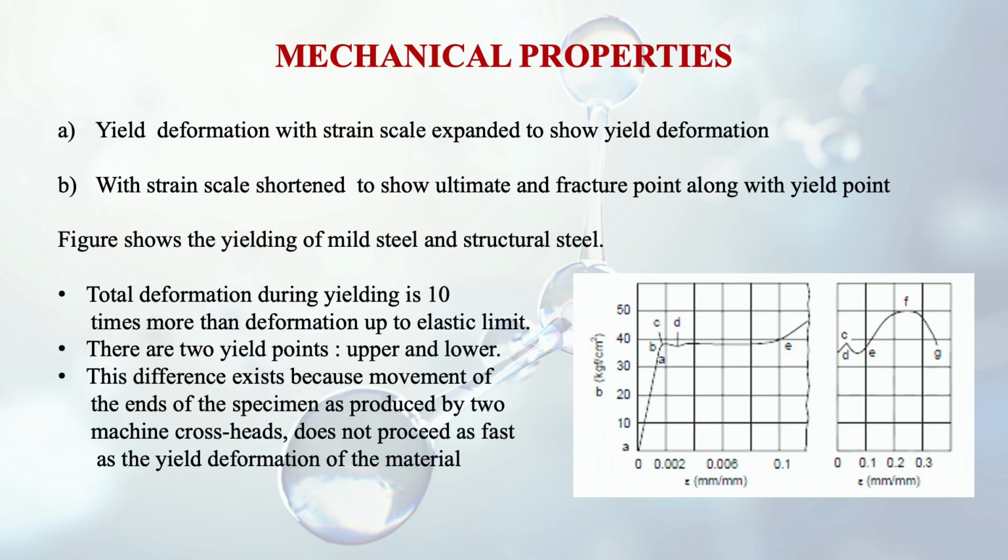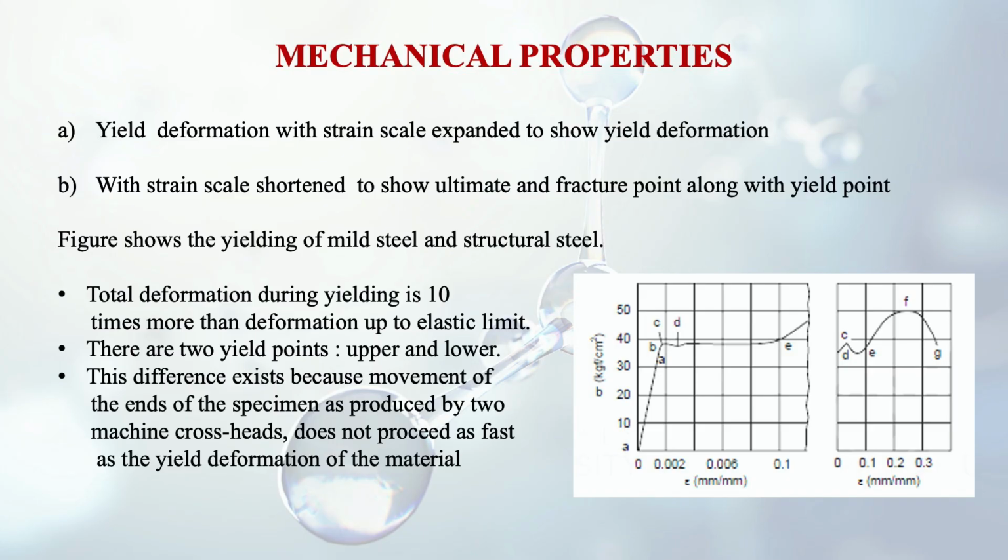So the figure that will be coming up will show the yield of mild steel and structural steel. And from there we can see that total deformation during yielding is 10 times more than deformation up to the elastic limit. There are two yield points, the upper and the lower. This difference exists as explained in the earlier portion also. It exists because movement of the ends of the specimen as produced by two machine cross heads does not proceed as fast as the yield deformation of the material.